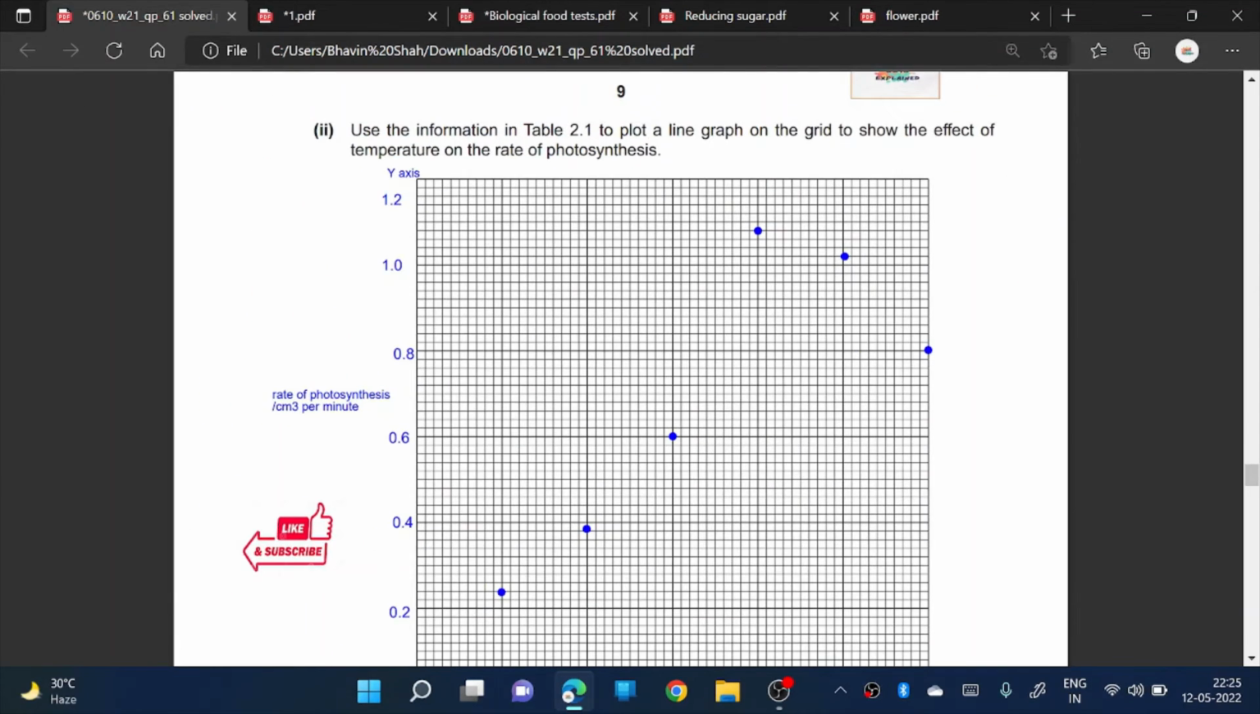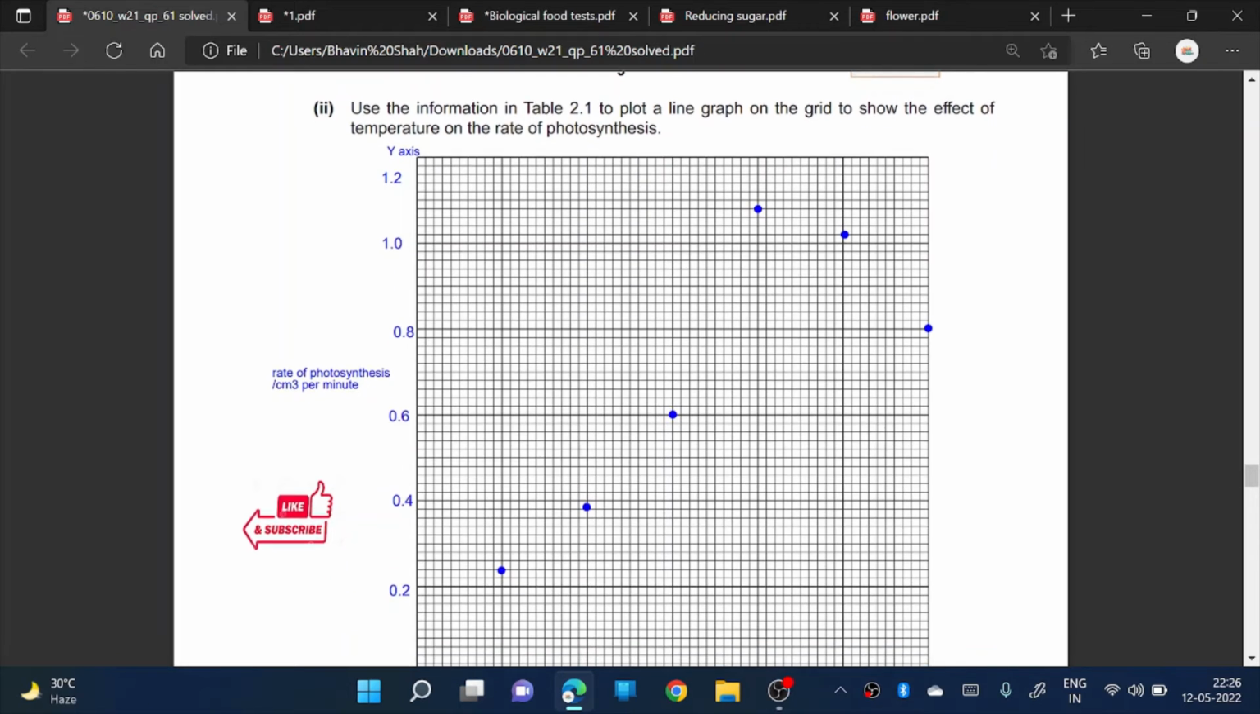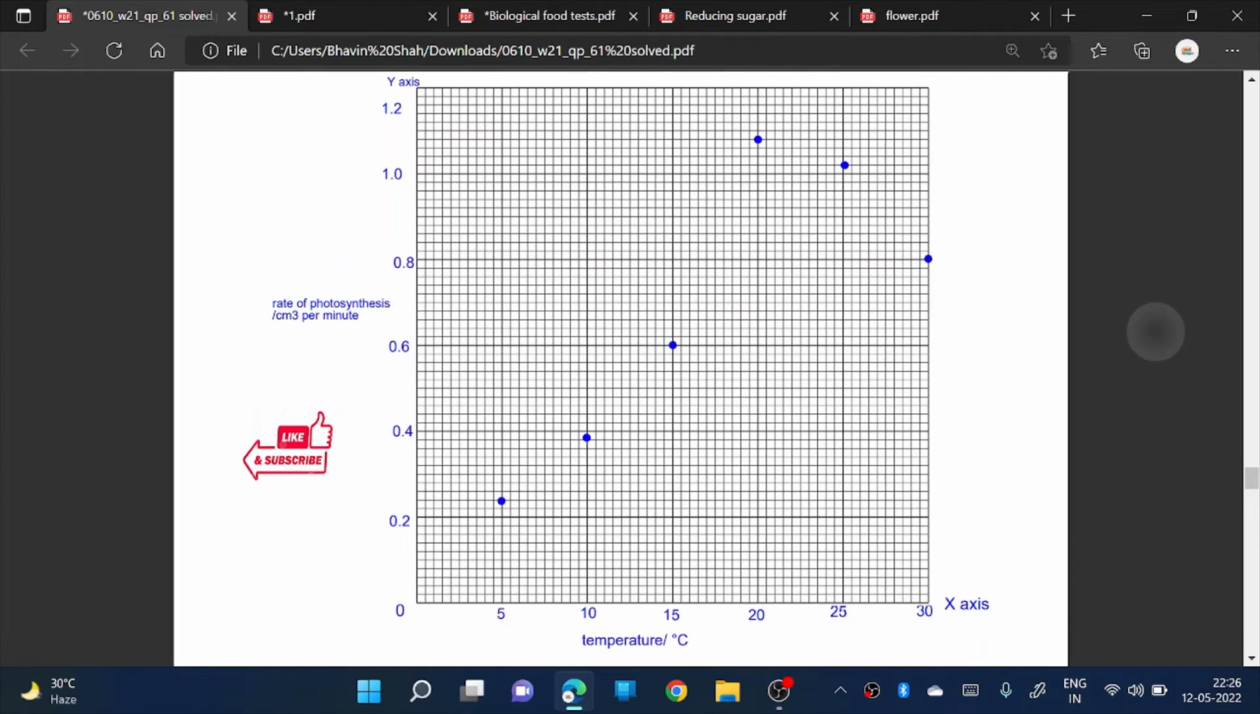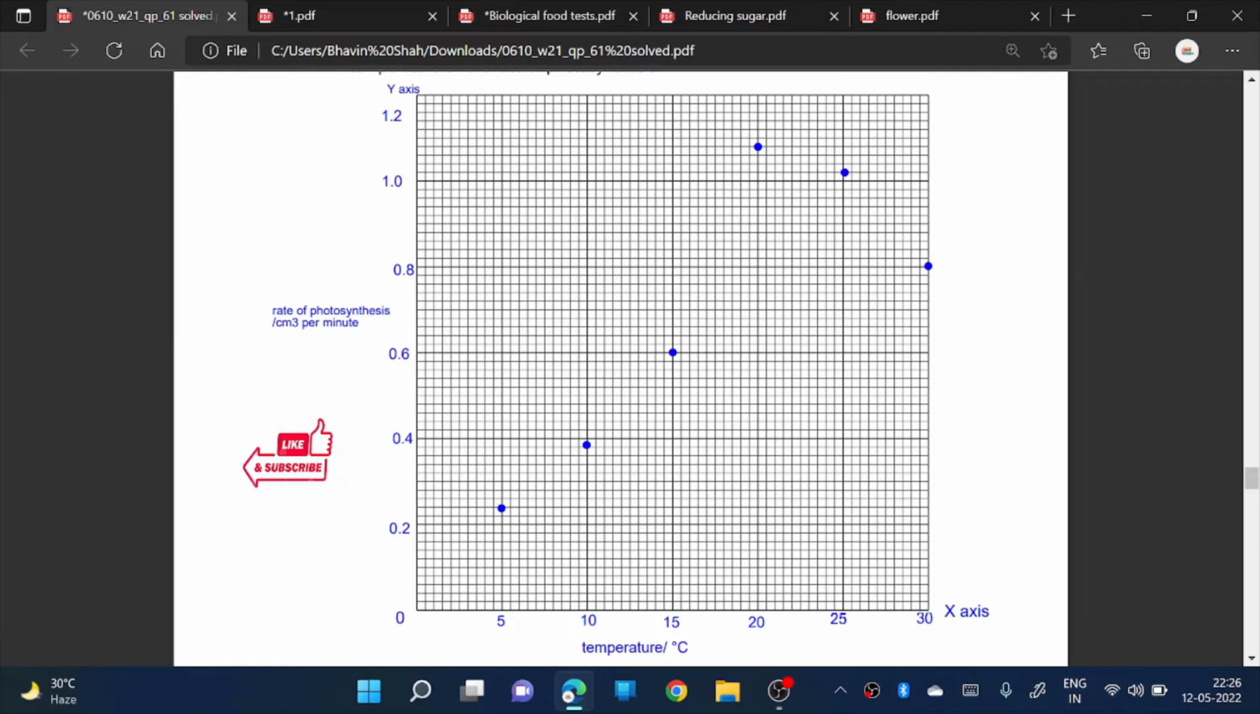Use the information in the table 2.1 to plot the line on the grid to show the effect of temperature on the rate of photosynthesis. Here it is very important that you label the axis. So your x-axis and y-axis with the correct labeling is going to fetch you 2 marks. Then the plotting of the points is going to fetch another mark. Again, I have mentioned in the earlier videos that you need to use more than 60 or 70% of the graph space available.